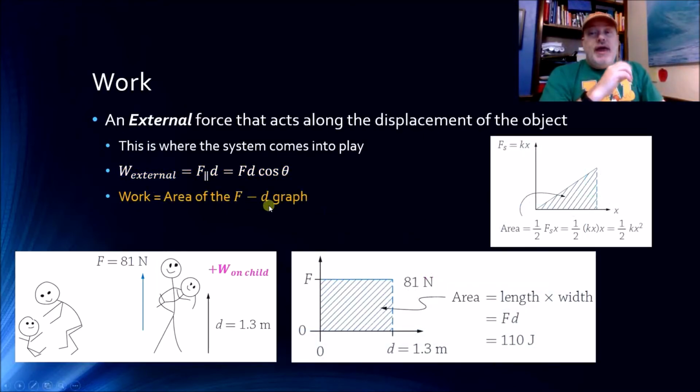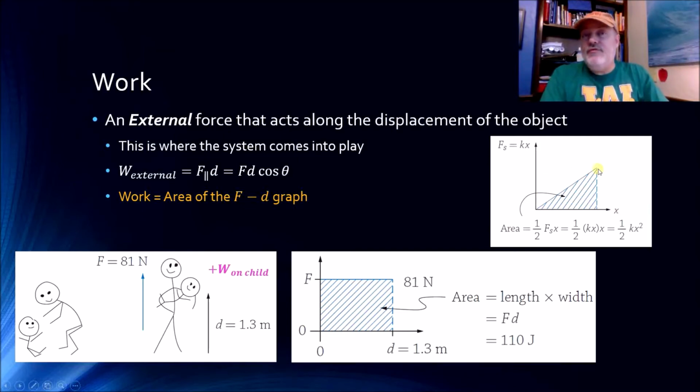All right, work is also the area under an F-d graph. So let's go back to our stick figure picking up their child. So 81 newtons of force, and they lift the child 1.3 meters. And so if we graph that, this area underneath here also equals the exact same thing as if we just calculated it over here. So the area underneath an F-d or an F-x graph is our work. So for objects that don't have a constant force, like when you stretch a spring, the force gets bigger and bigger and bigger. Then you would plot the force as a function of displacement and find that area underneath.